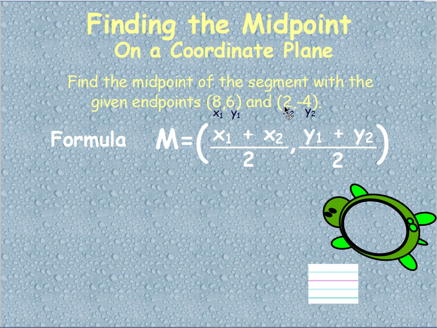It's not going to matter which one you use as your first point and which one you use as your second point. You'll get the same answer either way. But for now, let's take those two x values, 8 and 2, and find their average, and the two y values, 6 and -4, and do the same.